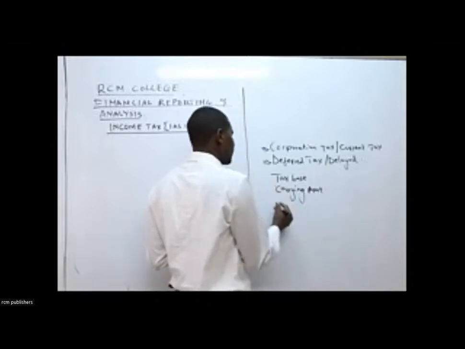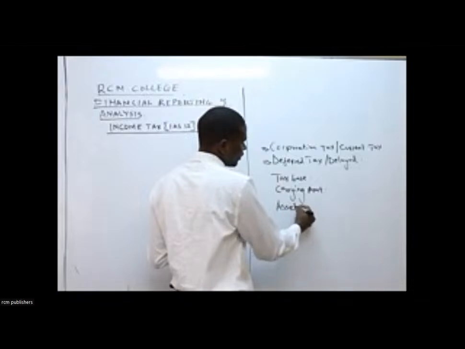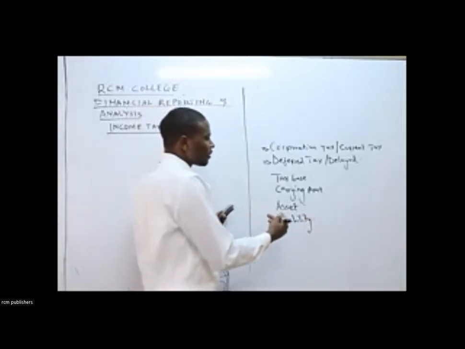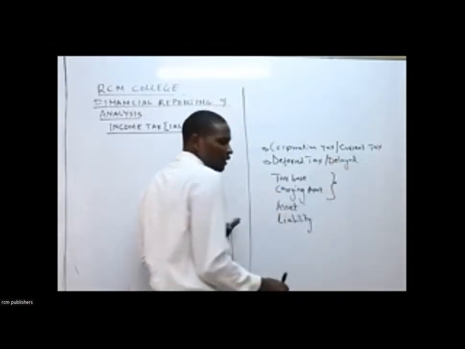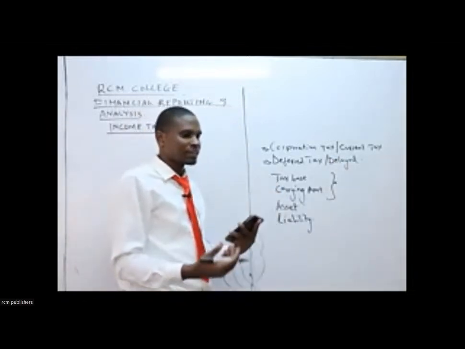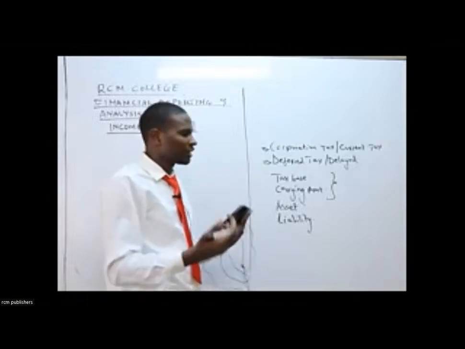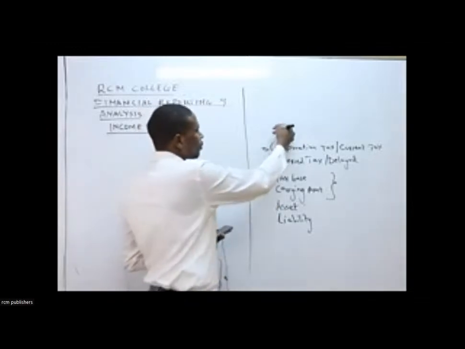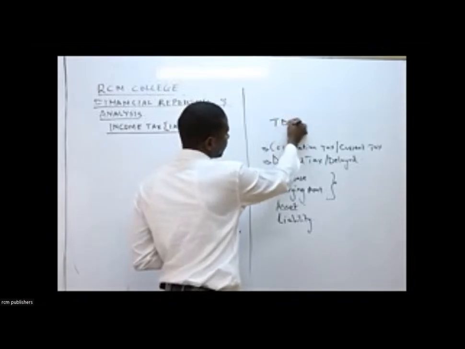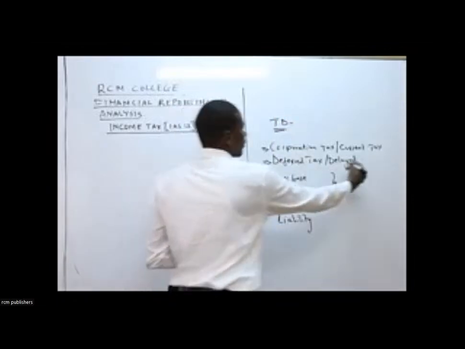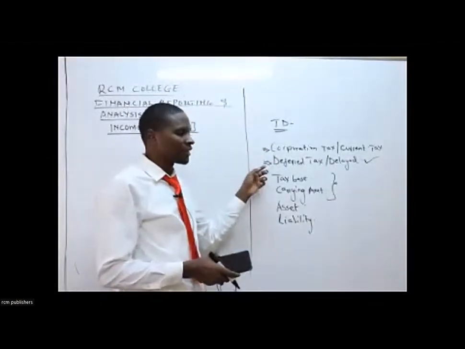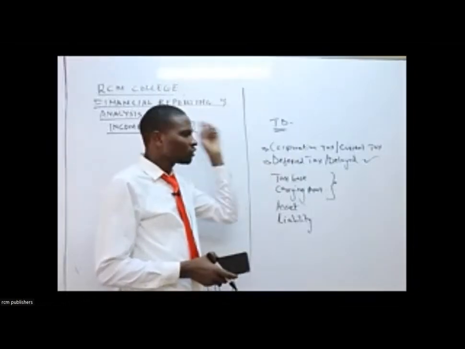Then you need to identify whether you are dealing with an asset or a liability, so that at the end of the day the taxman will be able to identify whether what you have is taxable or not taxable. After which you'll be able to get the temporary difference, which will assist you to get the deferred tax. So today I want us to focus on the computation of deferred tax, not current tax.